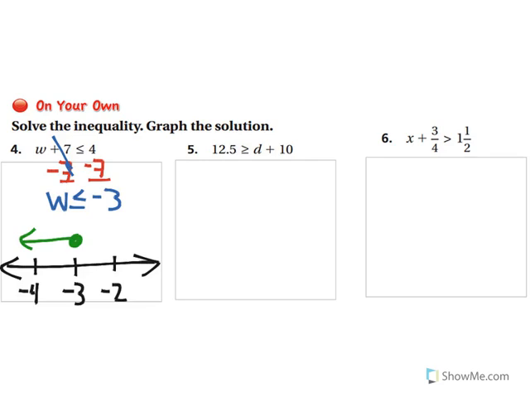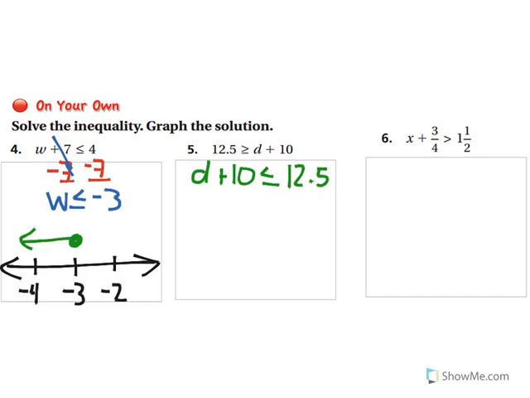Okay, number 5 here. The D is on the right-hand side. I don't like that, so I'm going to go ahead and switch it. I'm going to put my D plus 10 on the left-hand side. You'll notice that the inequality sign is pointing to the D, so I'm going to go ahead and make it point this way. I'm flipping it, and it's going to equal 12.5.